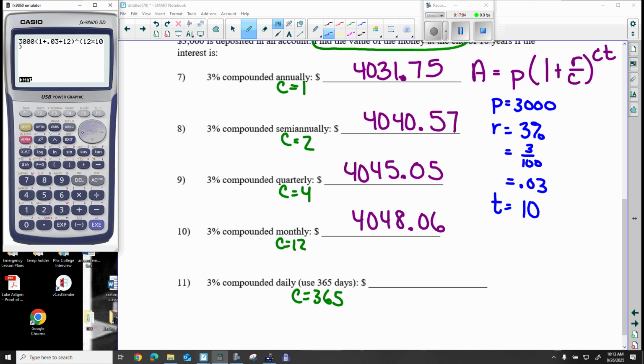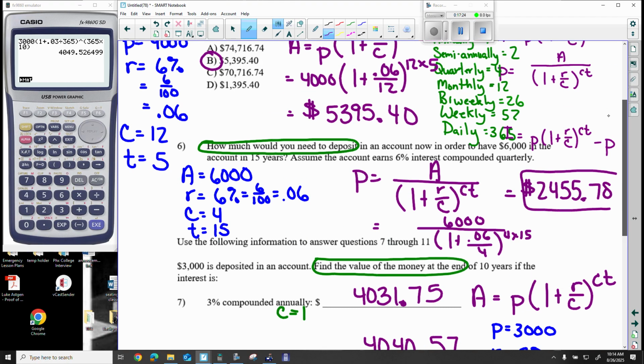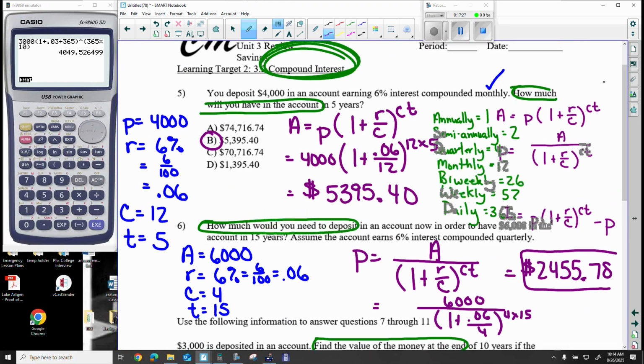Last but not least, putting in 365. All right, and so that is that. So all of the second page again is all compound interest, which are those 3 equations right there with a little bit of knowledge about what those C's are.